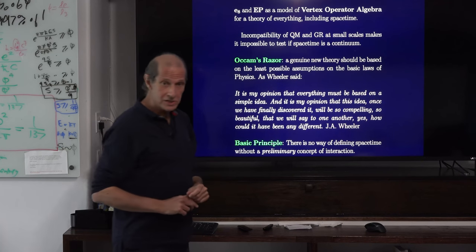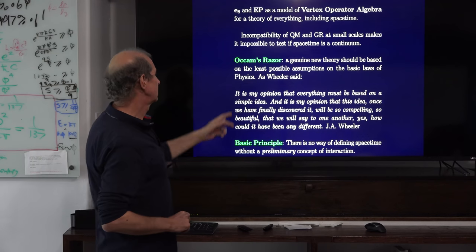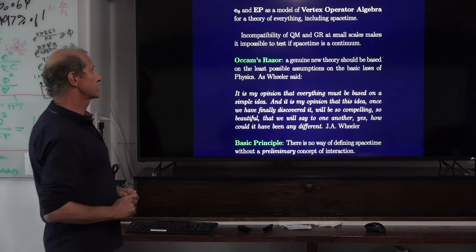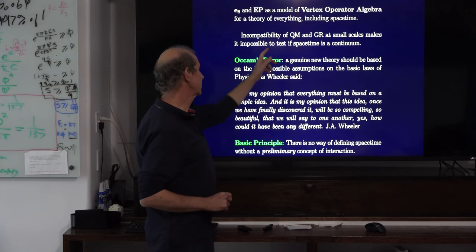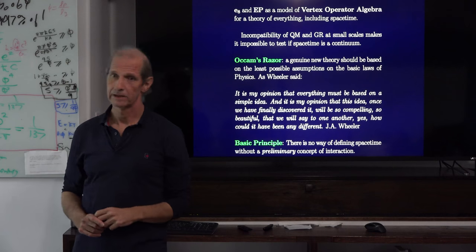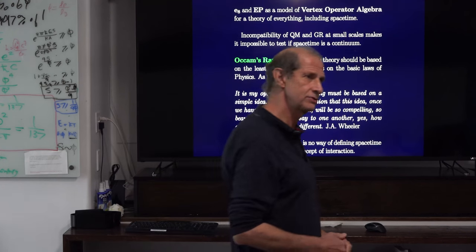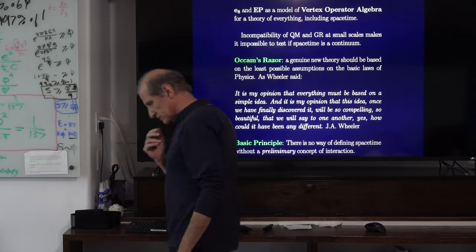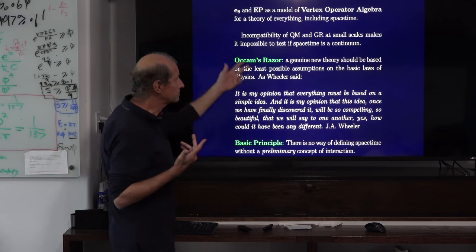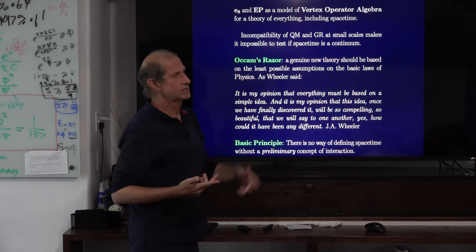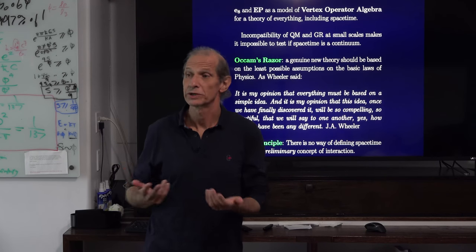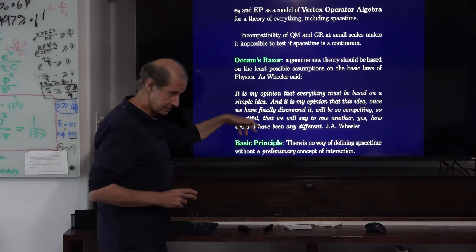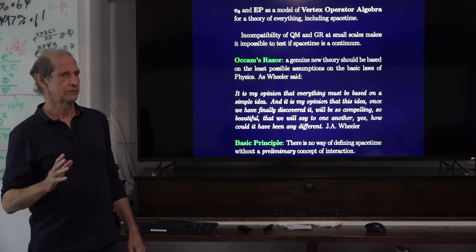If you think in terms of space-time, which is our target, as we all know very well, the incompatibility of quantum mechanics and general relativity at small scales makes it impossible to test if space-time is a continuum. You have to put so much energy to get that resolution that you create a black hole and you destroy any information about the space properties you're trying to test. So the fact that space-time is normally assumed to be a continuum is just a working hypothesis. Nobody can tell that space-time is continuous. Actually, in the model I'm going to present, we are thinking of a discrete space-time.